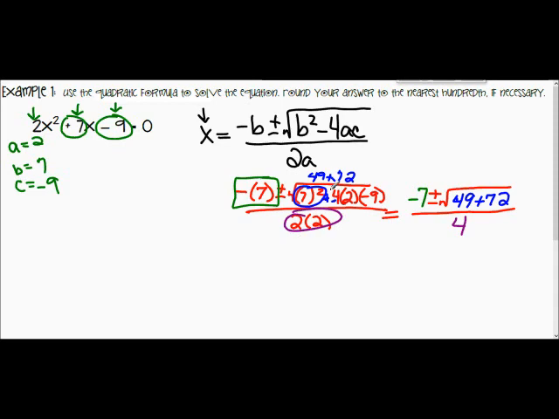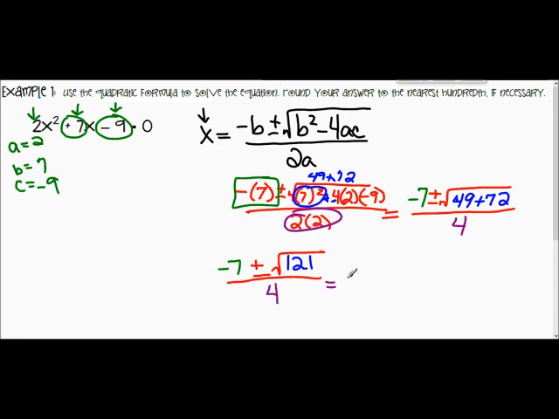Okay, do you see that? I took what was inside my square root and I simplified those. So now I'm going to take the 49 plus 72, which is going to give us 121. So I'm going to move this over here. And so that 121, still inside the square root, we still have the plus or minus. I still have a negative 7, and it is still all over 4.